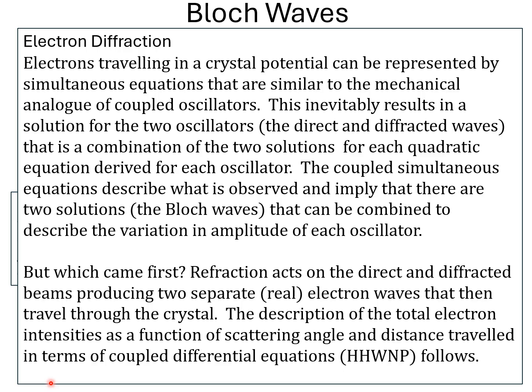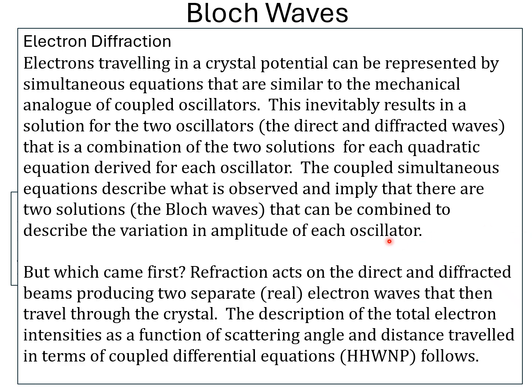Electrons traveling in a crystal potential can be represented by simultaneous equations that are similar to the mechanical analog of coupled oscillators. This inevitably results in a solution for the two oscillators, the direct and diffracted waves. That is a combination of the two solutions for each quadratic equation derived for each oscillator. The coupled simultaneous equations describe what is observed and imply that there are two solutions, Bloch waves, that can be combined to describe the variations in amplitude of each oscillator.